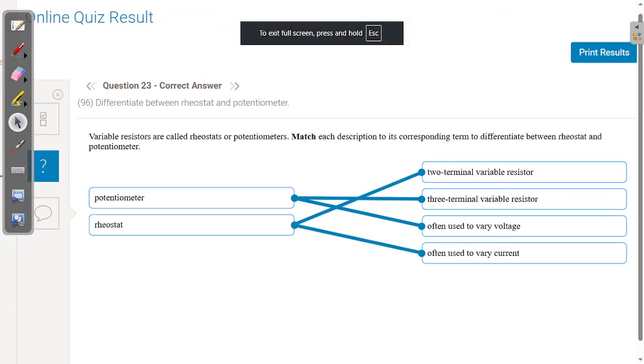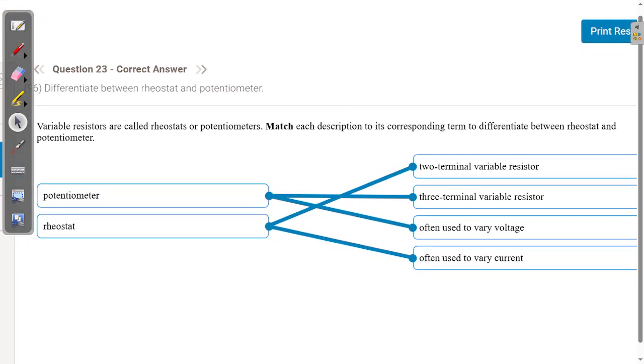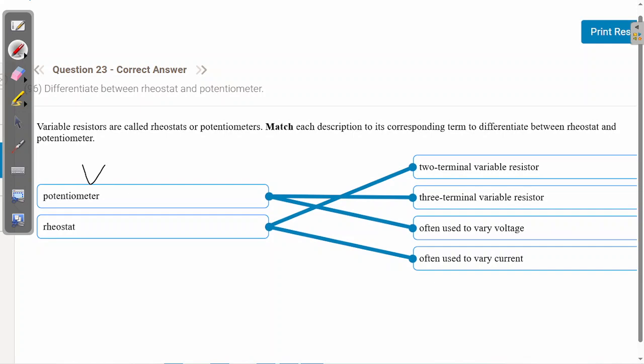Okay, so variable resistors are called rheostats or potentiometers. Match each description to its corresponding term to differentiate between rheostat and potentiometer. Potentiometer is the one for the voltage, rheostat is for the current. Potentiometer has 3 terminals, rheostat has 2, and yeah, one is voltage, one is current. Let me summarize this.